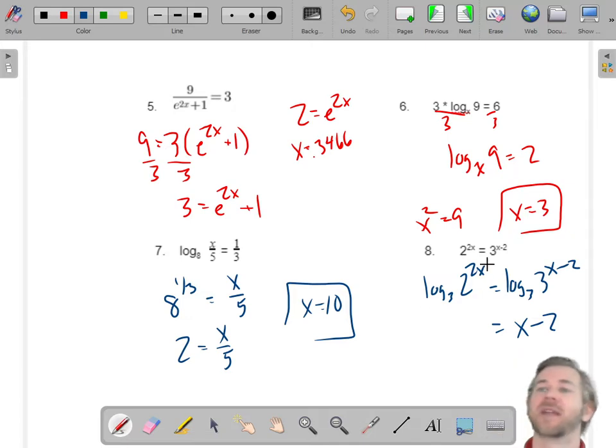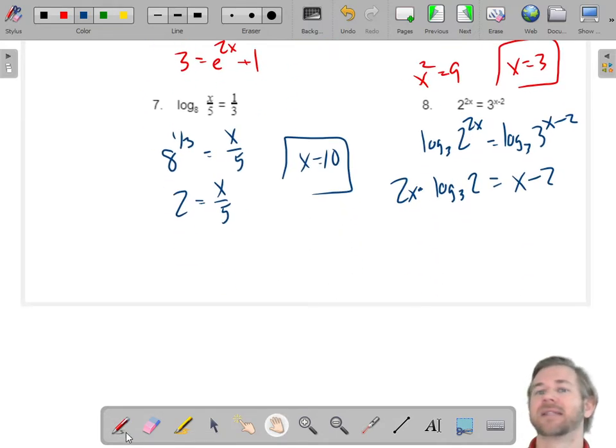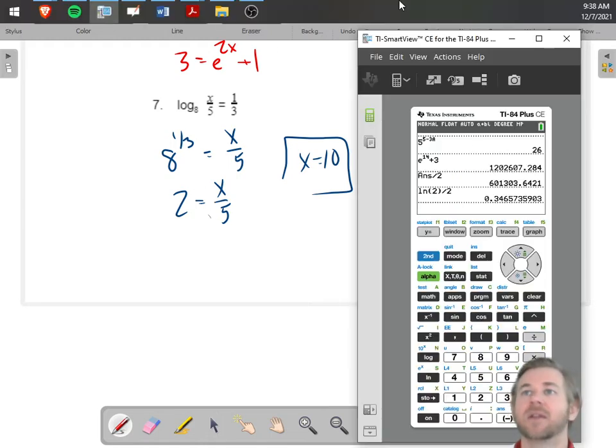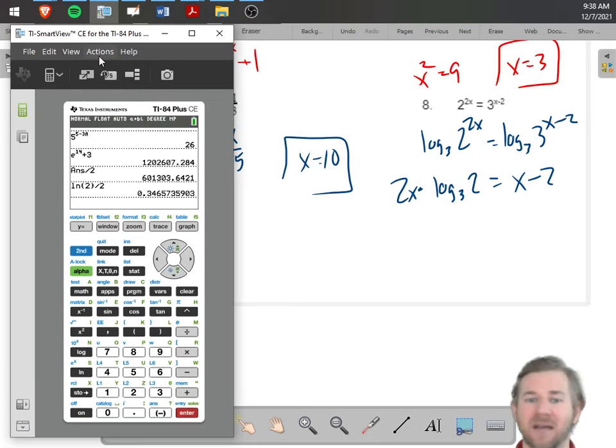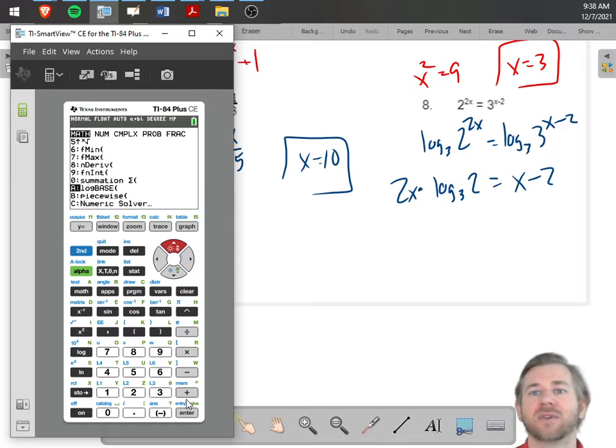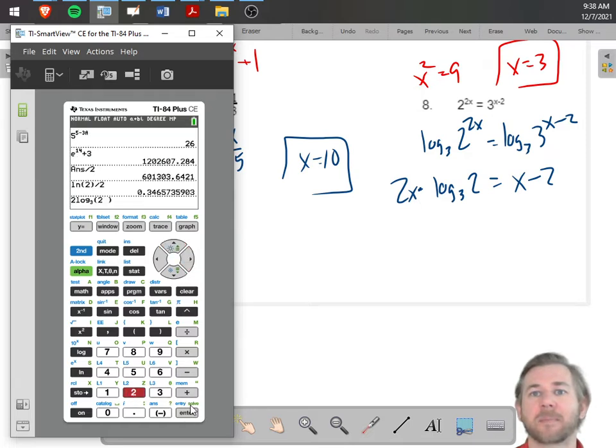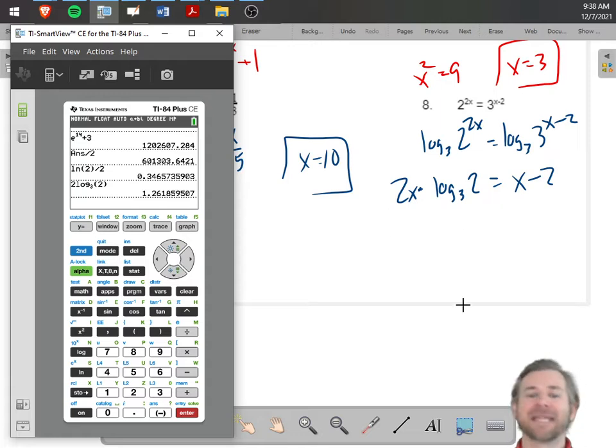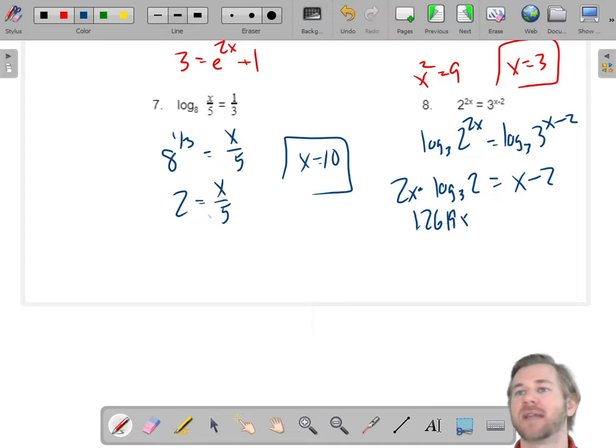But on the left, you're going to have to bring the 2x down. So 2x times the base 3 log of 2. So now you got to realize that this is some product. This is some nasty number, and it's a decimal. So I have 2 times x times the base 3 log of 2. It's that many x's on the left side. 1.2619. 1.2619 x's on the left side.